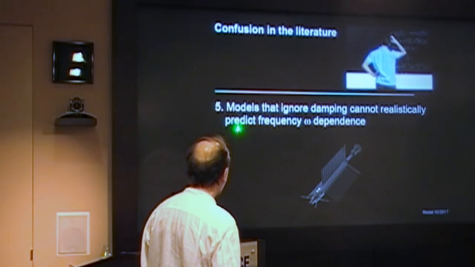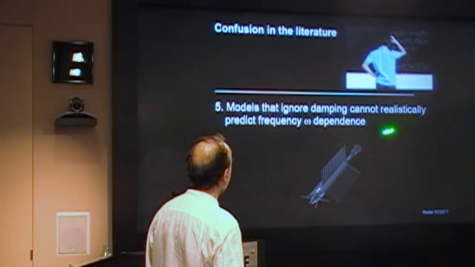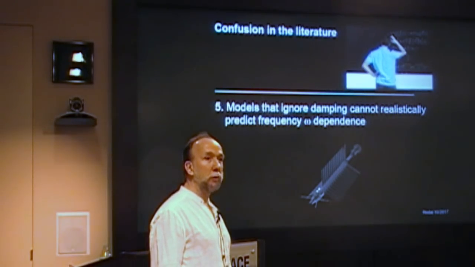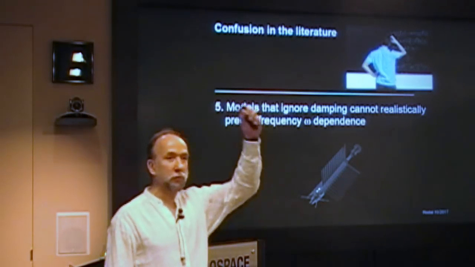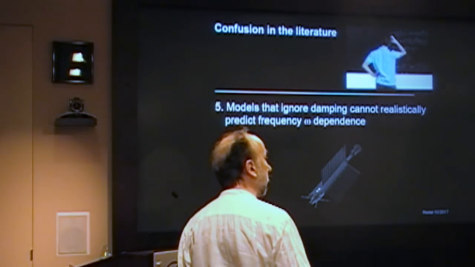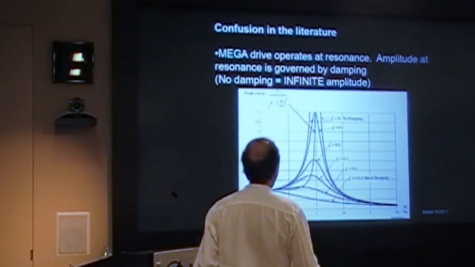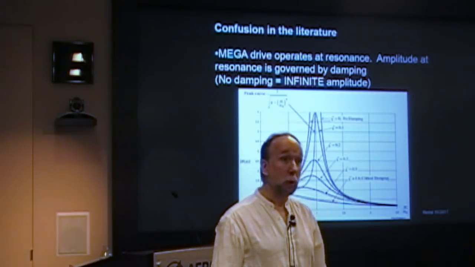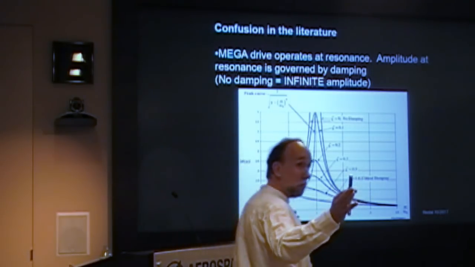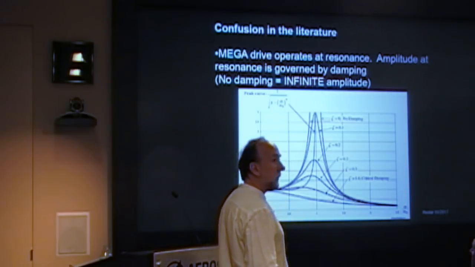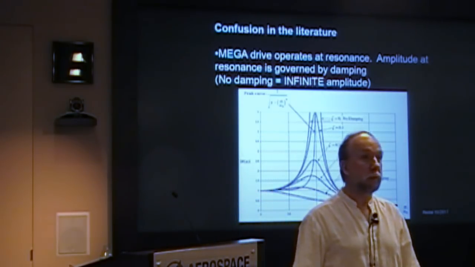Number five, models that ignore damping cannot realistically predict the frequency omega dependence. I hear, this is going to go like omega to the sixth. No, it's going to go like omega to the fourth. No, it's going to go like omega to the third. And they're not taking into account damping. They are doing experiments at resonance, not away from resonance. Like you said very well yesterday, if you are here or if you are here, then you can ignore damping and it doesn't matter.